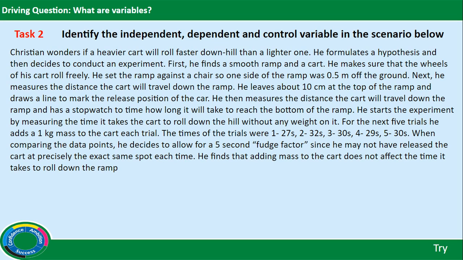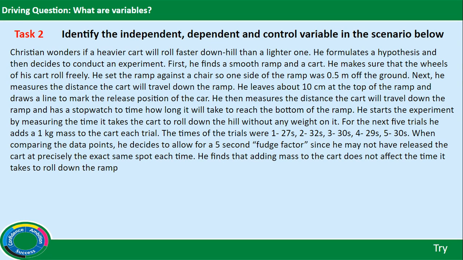Next, he measures the distance the cart will travel down the ramp. So the height of the ramp from the ground to the top was the same, and the distance that the cart is going to travel was also measured. He leaves about 10 cm at the top of the ramp and draws a line to mark the release position of the cart. So he's got a line there on the ramp, so he knows that at this line, I will be releasing the cart.